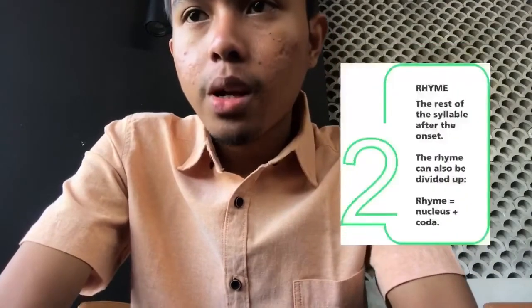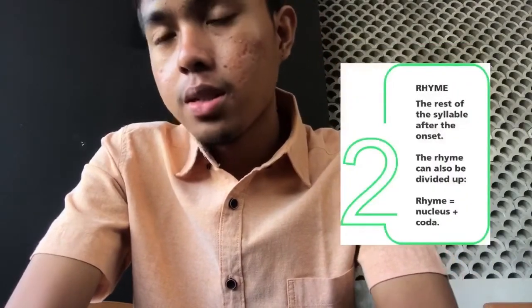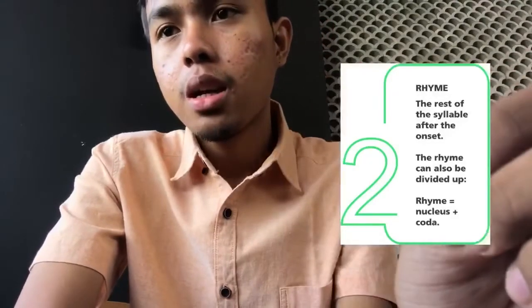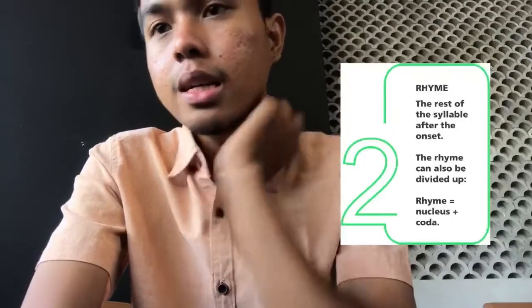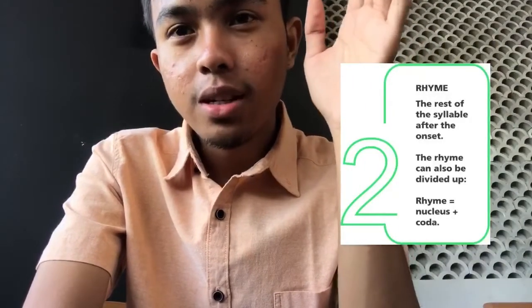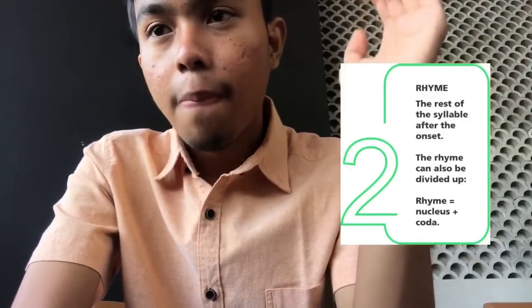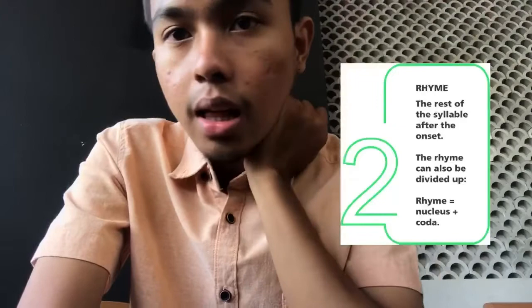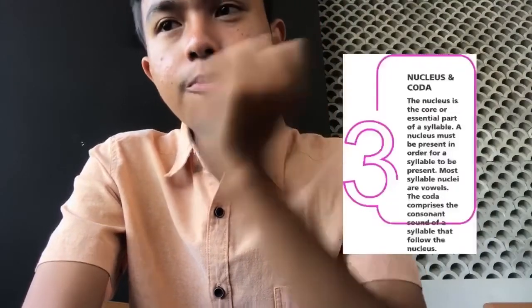So next there is rhyme, the rest of the syllable after the onset. The rhyme can also be divided up. Rhyme is nucleus and coda. So rhyme has branches. There is nucleus and coda.